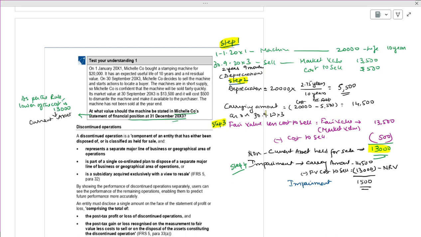Now they are asking what value should be shown in the financial position. The rule says whichever is the lower. You have two things: the carrying amount is 14,500 and the fair value less cost to sell is 13,000. Whichever is lower, we will show in the statement of financial position. Is it okay? Yes. Fine.